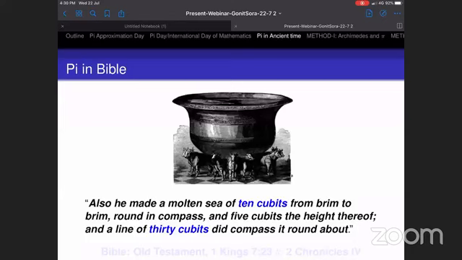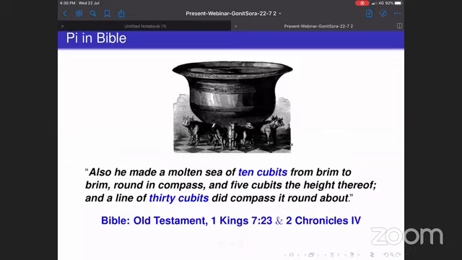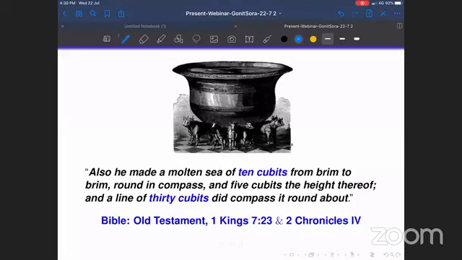Then pi is in the Bible also. In the Old Testament, 1 Kings 7:23 and 2 Chronicles 4 is like this: Also, he made a molten sea of 10 cubits from brim to brim, 5 cubits the height thereof, and a line of 30 cubits did compass it round about. That means this is 30 cubits, and brim to brim is 10 cubits.